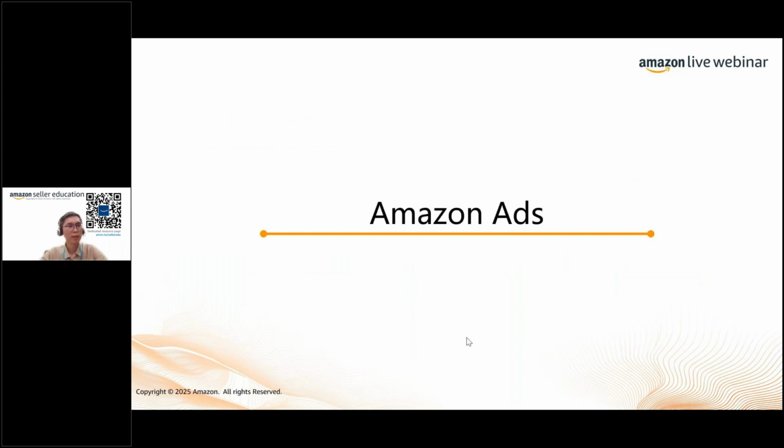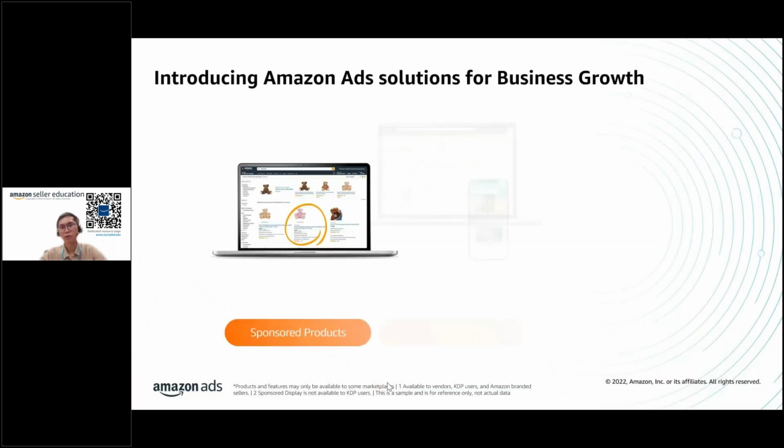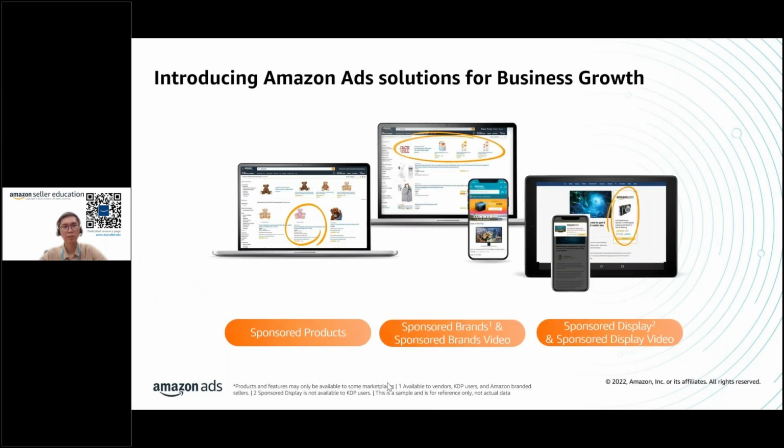All right, the next one is Amazon Ads. It's one of the tools to help you quickly launch your product to get more visibility. I'm going to introduce some of the Amazon Ads products: sponsored products, sponsored brands, sponsored videos, and sponsored display and display videos.